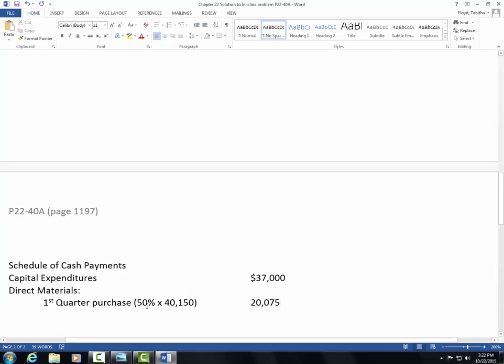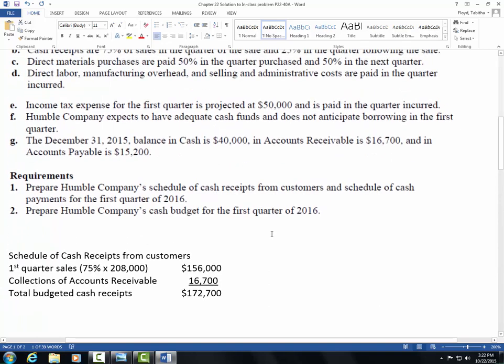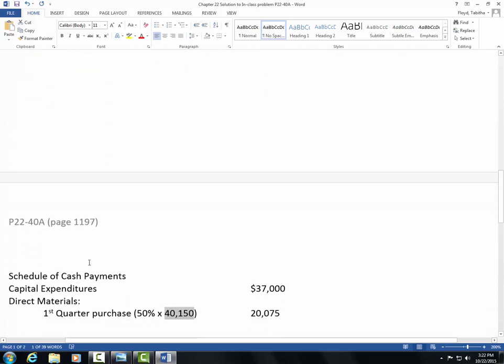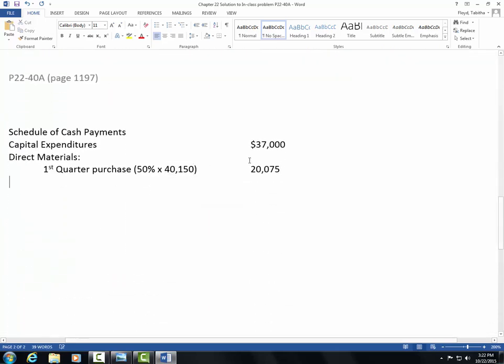And the rest of those purchases, we planned to buy 40,000 and something, but we're only going to pay out in cash for half of those. So the rest will be paid for in the next quarter, and that's going to be called accounts payable. But we also started this period with accounts payable of $15,200. So that's for things that we bought last year, but we haven't paid for them yet. So we would pay for those in the first quarter of this year. So we're going to have accounts payable. That's going to be a cash outflow because we're going to pay that in cash now.